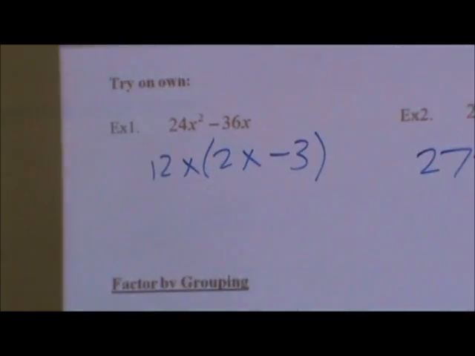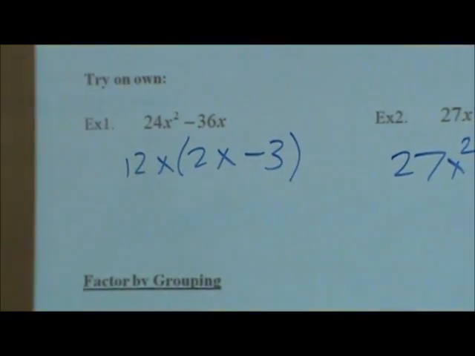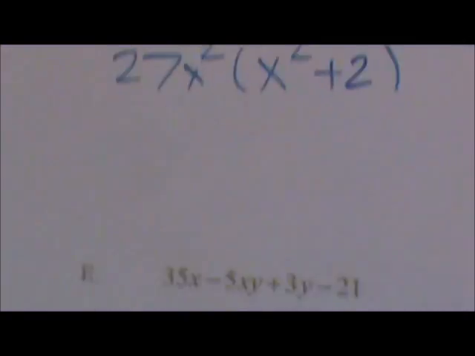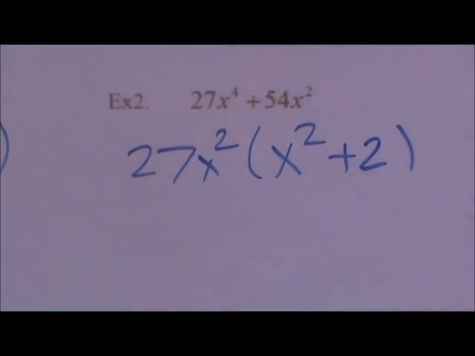The first example that you were trying on your own, you can see we took out the GCF, and then after taking out the GCF of 12x, we got 2x minus 3 in the left-hand side. Same. All right, let's go to example 2 here. And you can see, pull out the 27x squared. After that, we're left with x squared plus 2 inside. Sometimes people forget that when you pull out that 27 and the x squared, when you have the 54, there's still the 2 in there. Some people forget about if there's a plus 2 or plus 1, etc.